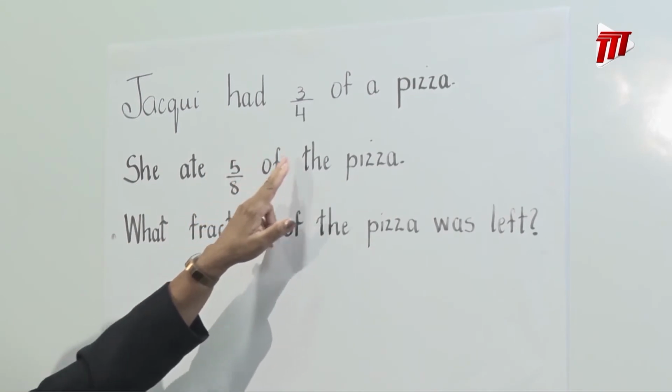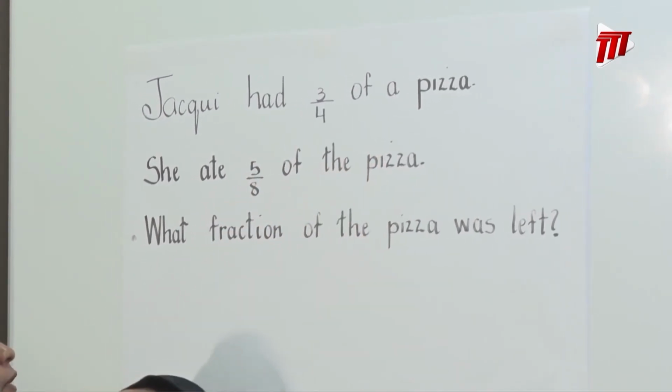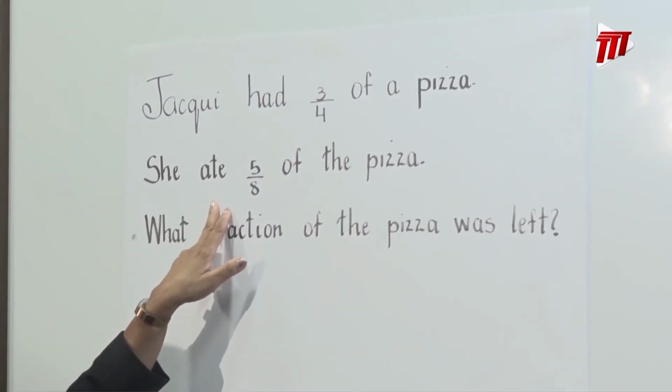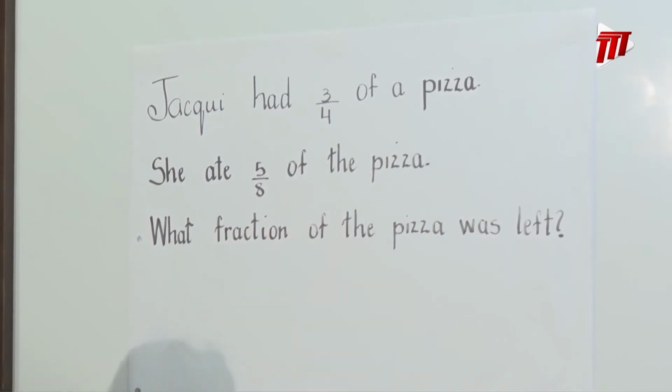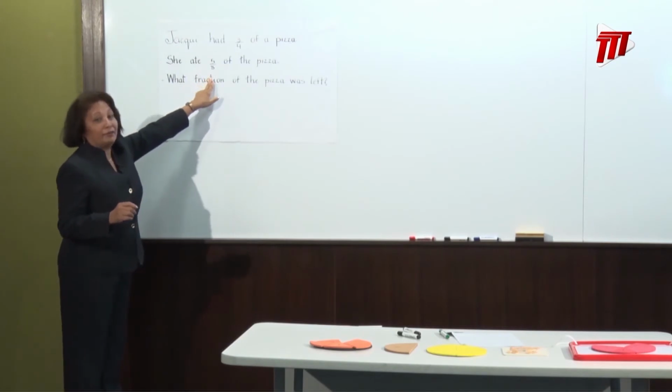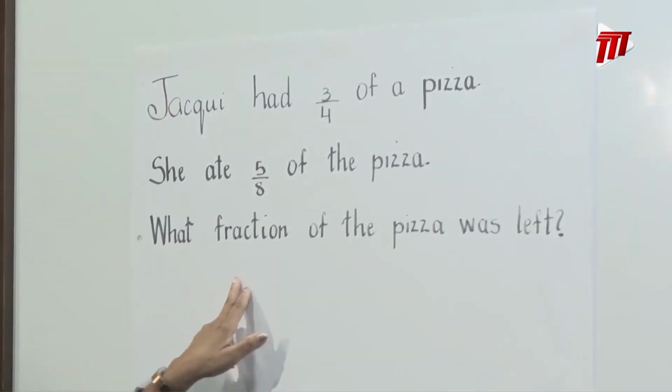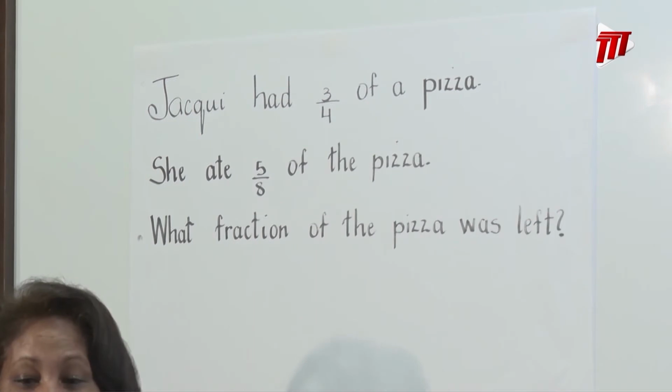Jackie had 3/4 of a pizza. She ate 5/8 of the pizza. So she started off with 3/4. She ate 5/8. What fraction of the pizza was left?